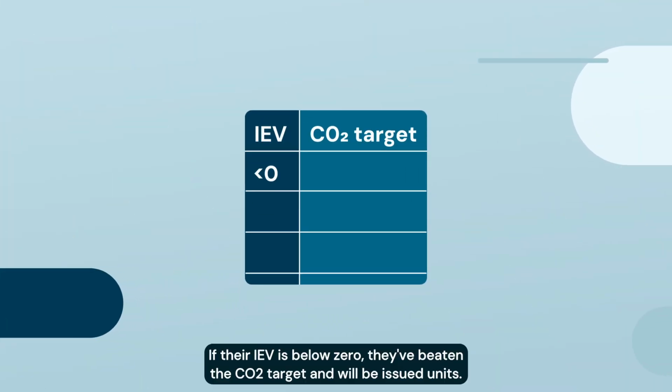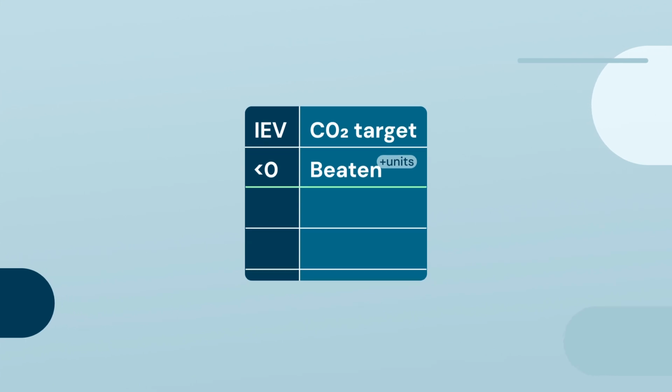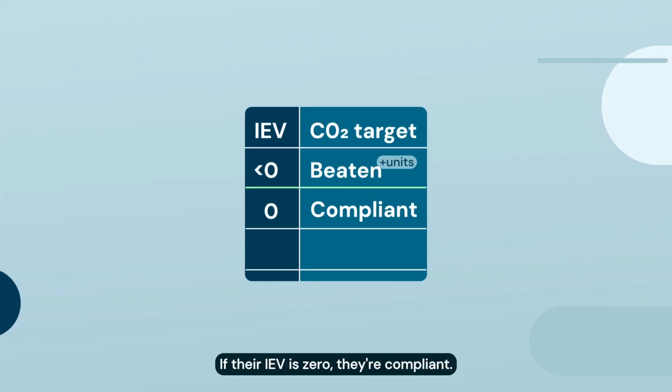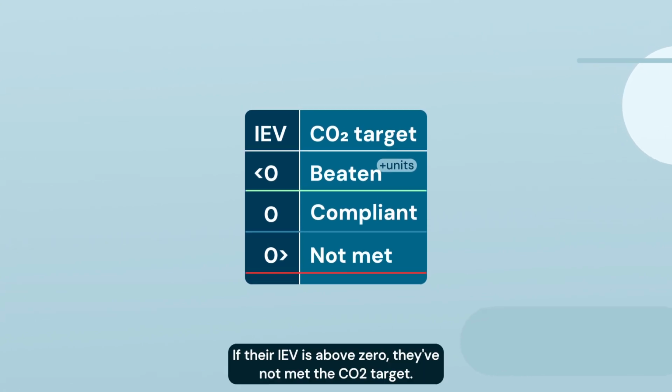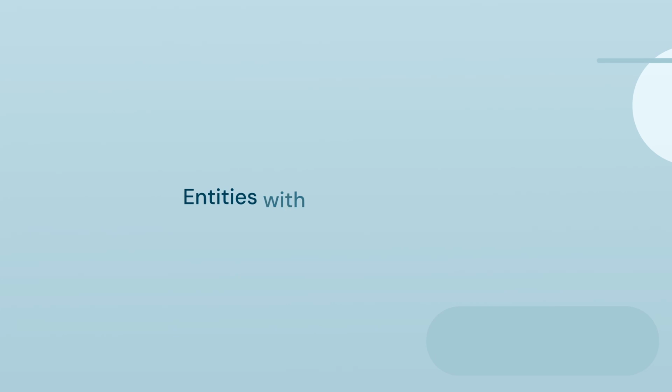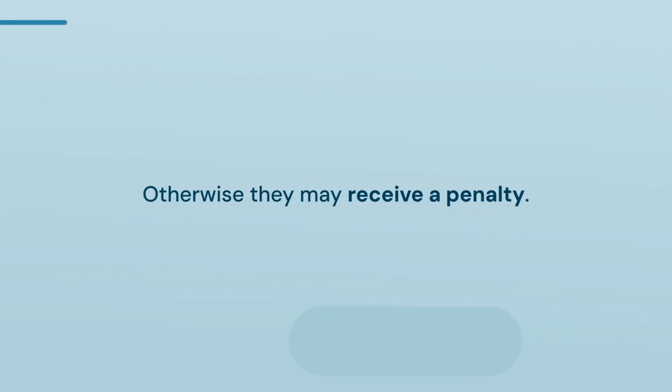If their IEV is below 0, they've beaten the CO2 target and will be issued units. If their IEV is 0, they're compliant. If their IEV is above 0, they've not met the CO2 target. Entities with an IEV above 0 will need to act over the next 2 years to reach a final position of 0. Otherwise, they may receive a penalty.